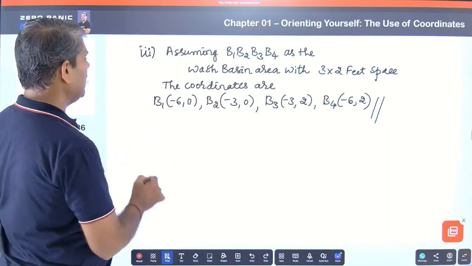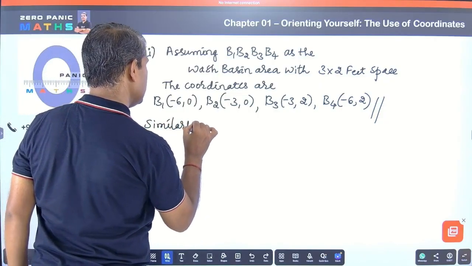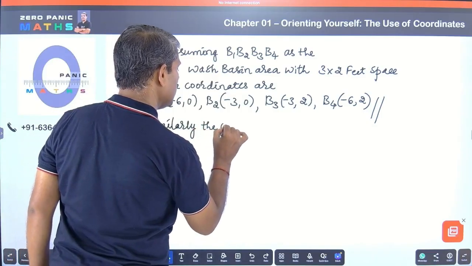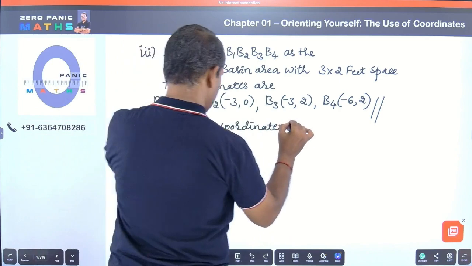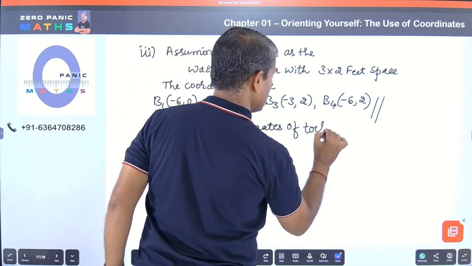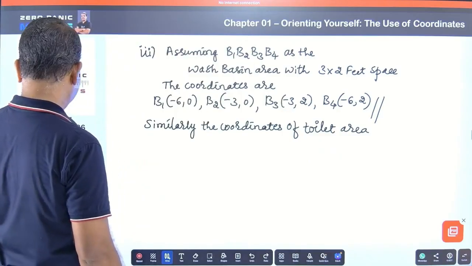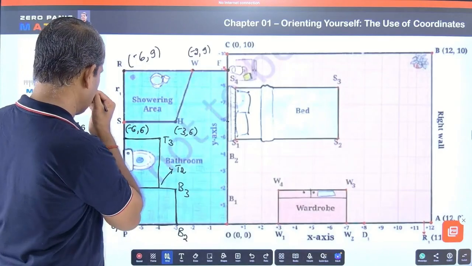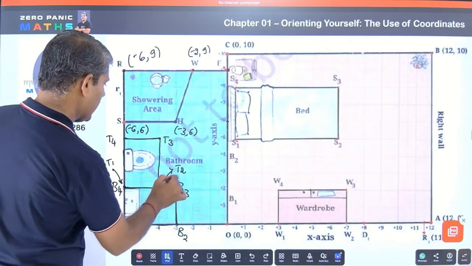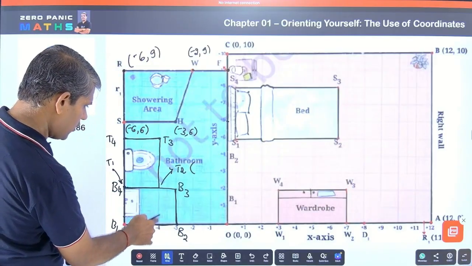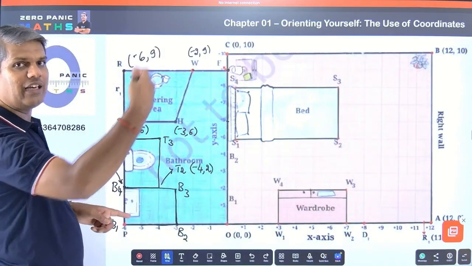Similarly, the coordinates of the toilet area. What are the toilet area coordinates? Let us refer to the figure again. The point T1 is before only. What is T2 here? T2 is minus 4, 2. Write down these points and write them at the end.